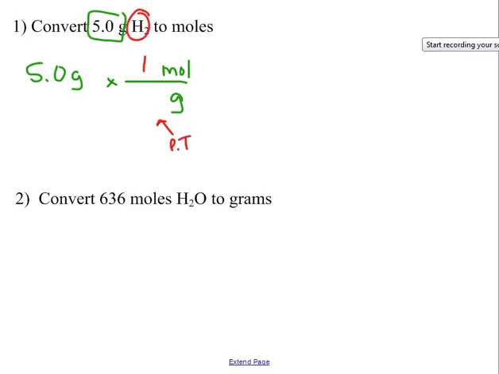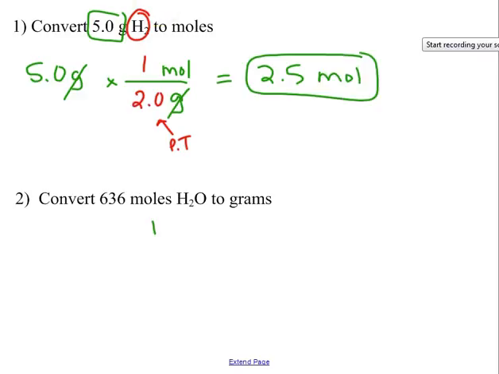So hydrogen, if you add up the molar mass from hydrogen in the periodic table, it is 2.0. And we're going to round those molar masses to the nearest tenth. So this becomes simply 5 divided by 2, which is 2.5. Okay, grams cancel, leaving us with a unit of moles.